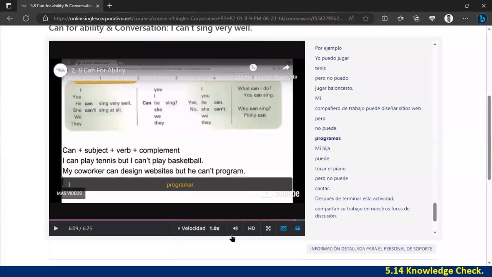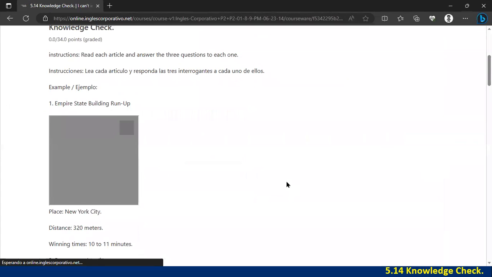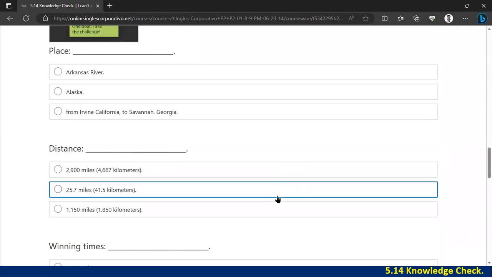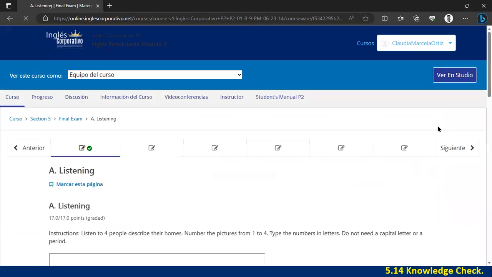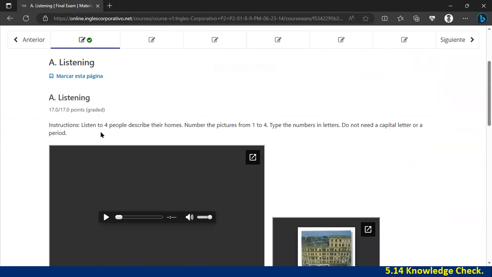¿Ok? Entonces, en el final exam, si usted pues ve aquí, ese ejercicio, el que ustedes pues acaban de hacer, es el que ya nosotros hicimos, ¿verdad? De ese knowledge check, viene el examen, ¿ok? And here it says instructions. Listen to 4 people describe their homes. Number the pictures from 1 to 4. And then type the numbers in letters. Do not need a capital letter or a period, okay?